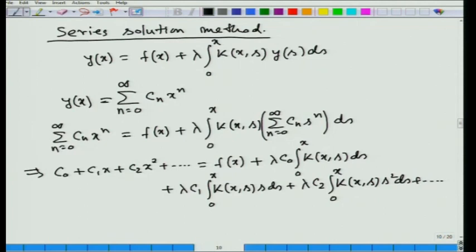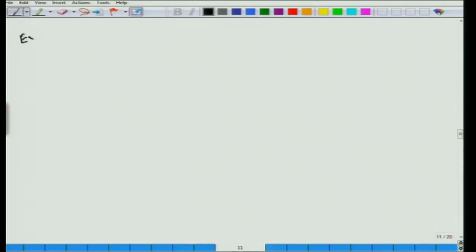So, in order to understand this method, we consider two examples. The first example is y(x) equal to x minus the integral from 0 to x of (x minus s) y(s) ds. Of course, this equation we just solved with the help of the Laplace transform method, and just to verify whether we are getting the same solution or not, we are going to apply the series solution method here.